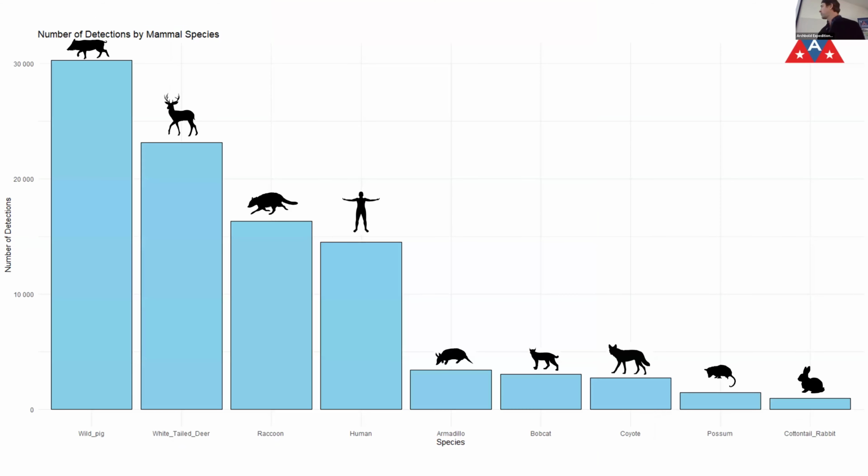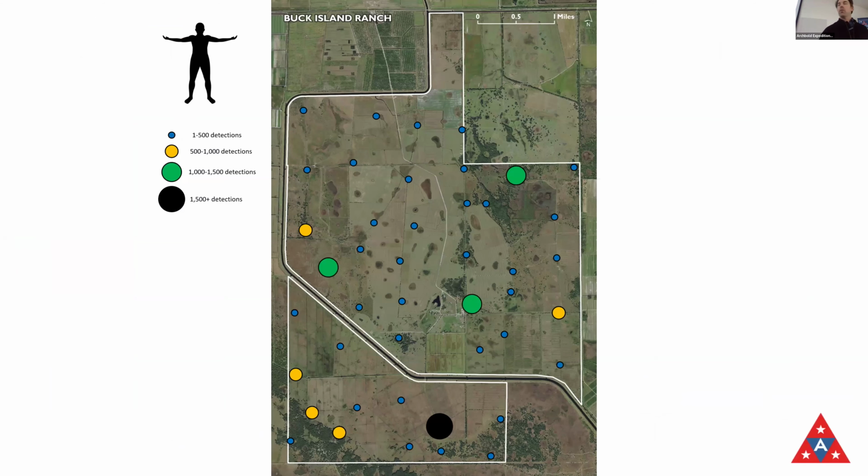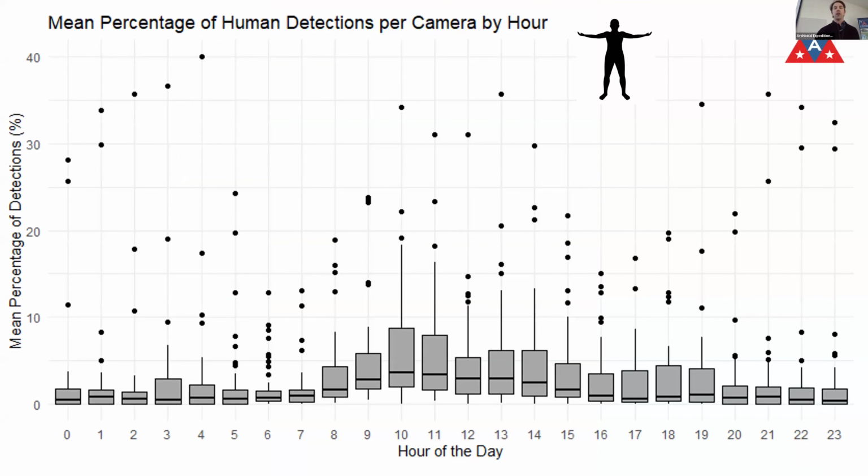Included in here, we have humans detected by the cameras. And I'll also show a couple of bubble maps that depict where humans are showing up on the ranch. Keep in mind, we're keeping vehicles in this data set. So people using the 770 bridge and the main road onto the South Marsh. Most of these cameras that are popping on this map are oriented to see roads.